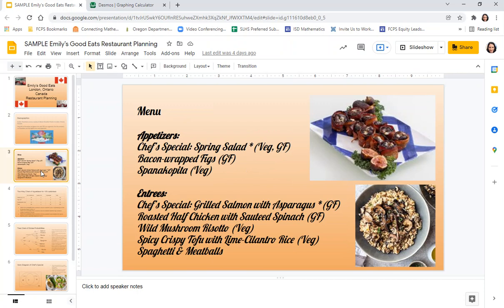On your menu, remember that for the appetizers, you'll need to have one vegetarian, one gluten-free, and one that's both vegetarian and gluten-free. For your entrees, you should have 2 that are gluten-free, 2 that are vegetarian, and 1 that is neither gluten-free nor vegetarian.